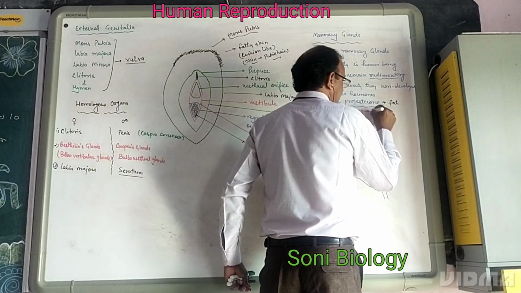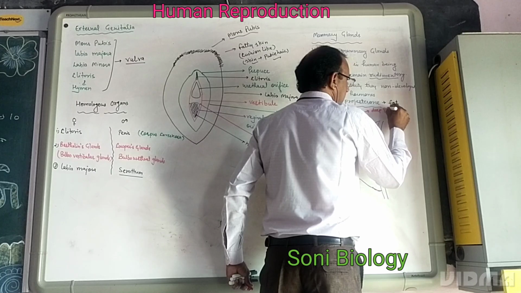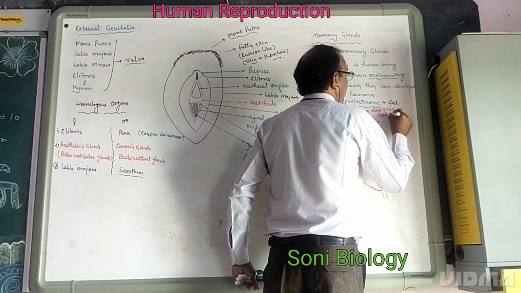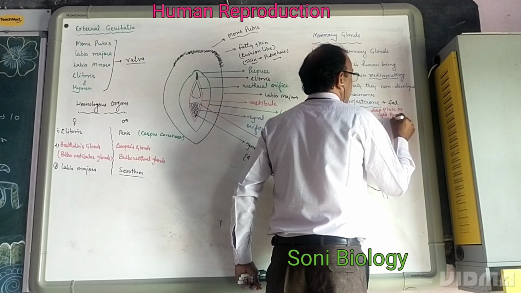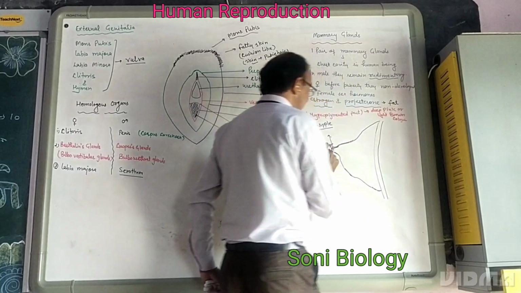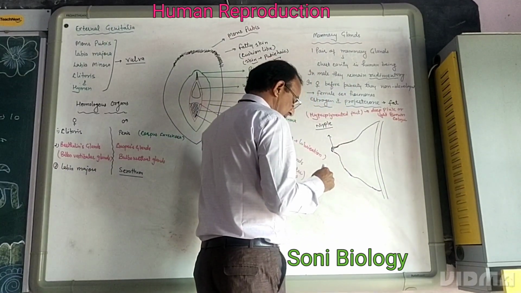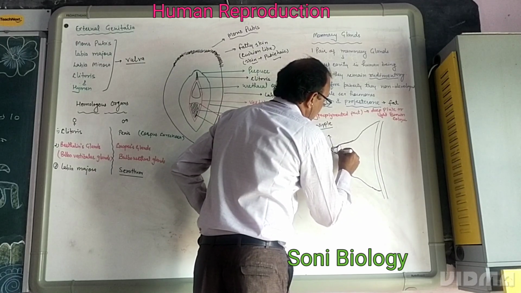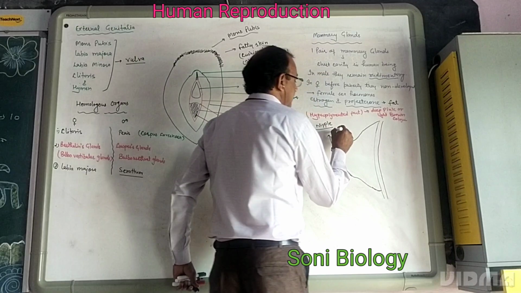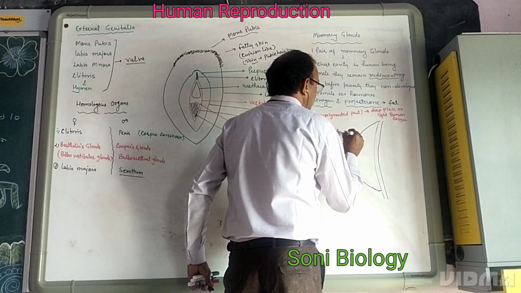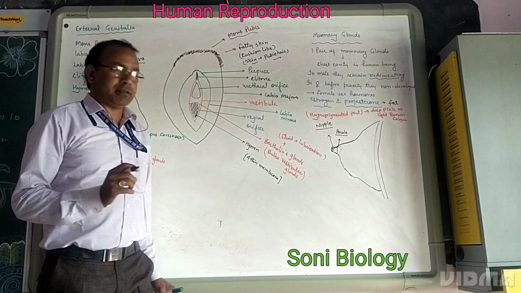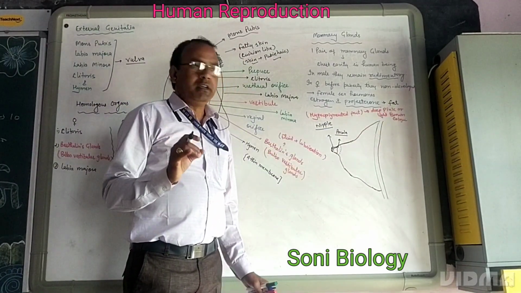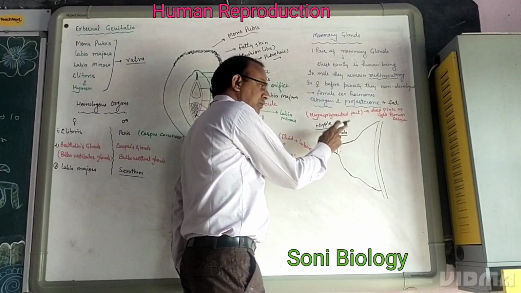The hyperpigmented part is deep pink or light brown in color. That part is called the nipple. The nipple part of the breast is hyperpigmented, deep pink or light brown in color. This hyperpigmented part is known as the areola.